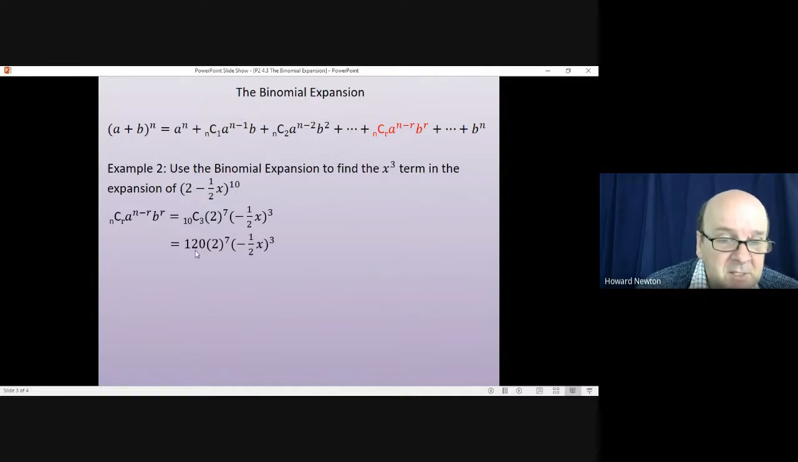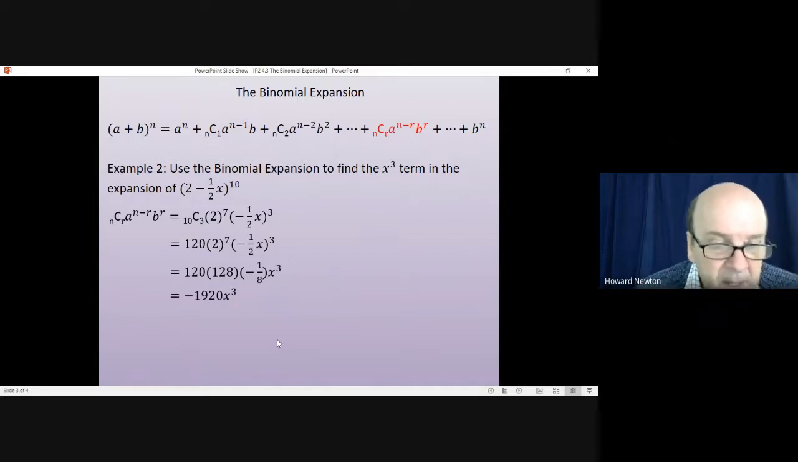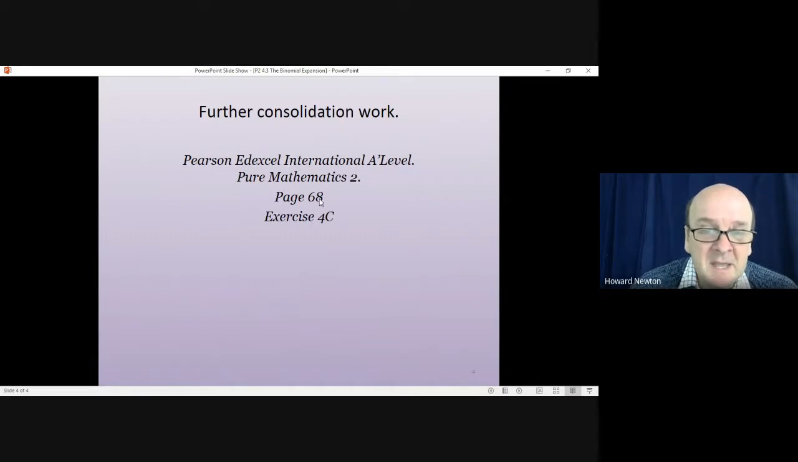10C3 on the calculator, that should give you 120. Haven't done anything else yet. 2 to the power of 7 is 128. And then this minus a half x cubed. So minus a half cubed will be minus 1/8, and x cubed is just x cubed. All we need to do now is multiply those numbers together, and that gives us minus 1920 x cubed. So if we wrote down these 10 brackets, multiplied them all together, collected the terms, we'd get minus 1920 x cubed. Okay, that gets us to the end of this lesson.